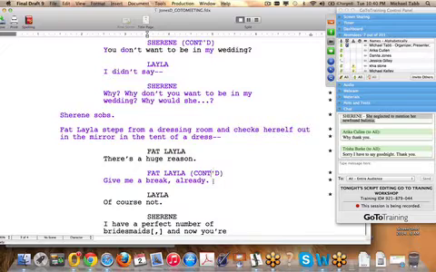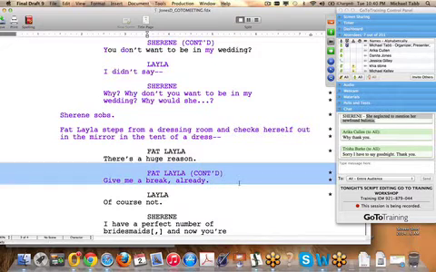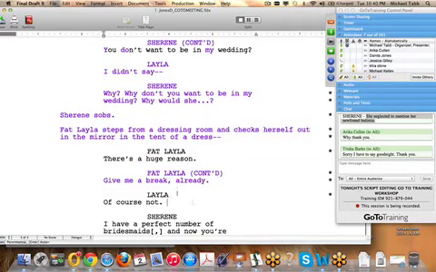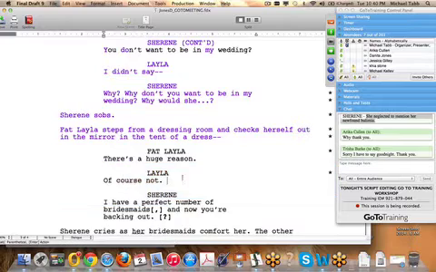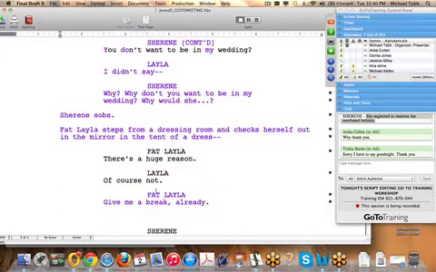I'm trying to figure out a way to... Can Fat Layla interrupt Layla? Like, Layla says, "Of course not," and then Fat Layla interrupts with, "Give me a break."